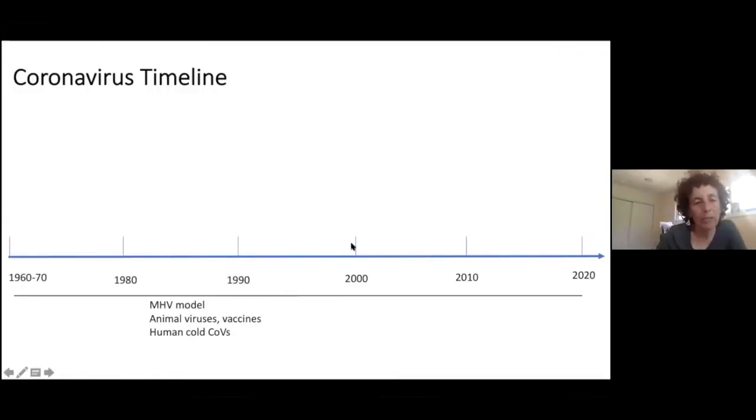Here's the timeline of coronavirus research, dating back pretty much from when I started my lab in 1980. At the time I started my lab, we knew that there were human coronaviruses that caused the common cold, and we knew that there were very many animal coronaviruses infecting just about every species of animal, and there was a lot of vaccine development done. I can find papers back to the 1930s on infectious bronchitis virus. So I call this whole era from the late 60s and 70s the studies of animal coronaviruses, vaccine development, human cold viruses, and a lot of work was done on the mouse hepatitis virus model.